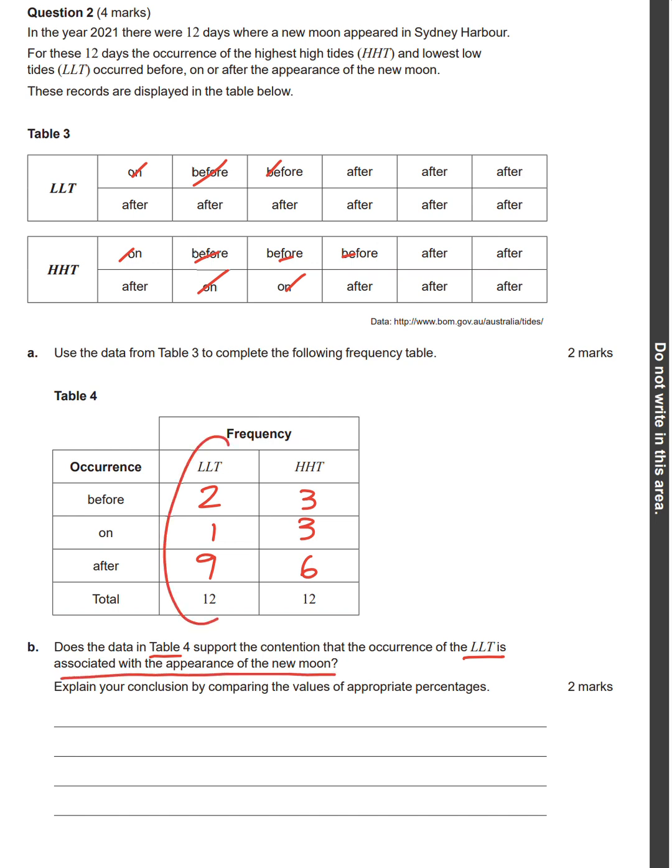Okay, does the data in table 4 support the contention that the occurrence of LLT is associated with the appearance of the new moon? Now, we only care about LLT here. Explain your conclusion by comparing the values of appropriate percentages.